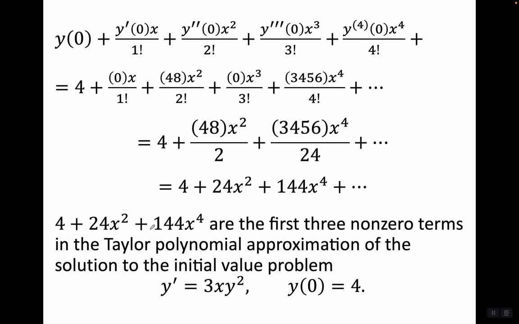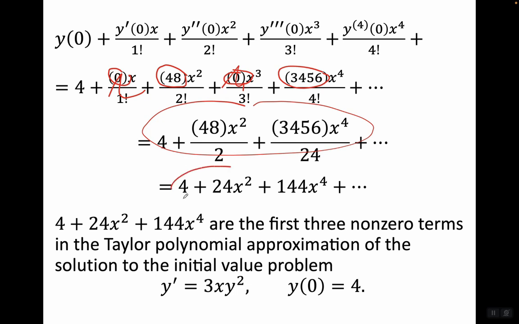So y of 0 was 4, y prime of 0 was 0, y double prime of 0 is 48, y triple prime of 0 is 0. Still don't have three non-zero terms. Oh, and we're done. So this is going to be our third non-zero term. Just ignore the terms that are 0. We're not going to count those. So we end up with this.